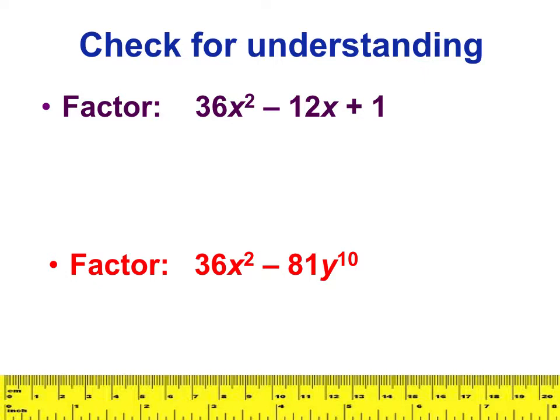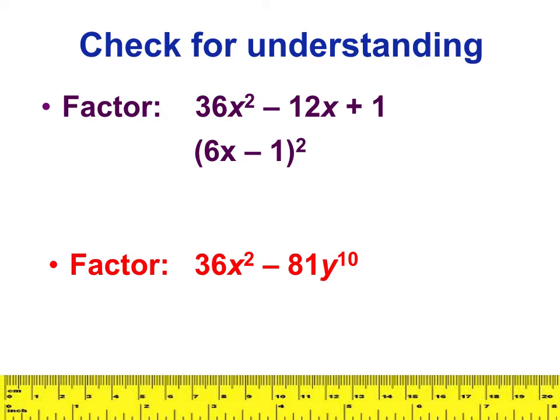Well, that's a trinomial, so I'm not going to use the difference of perfect squares, although I do see a perfect square in the first term. And I also see a perfect square as the last term. This might be a perfect square trinomial. I'm going to take the square root of the first term times the square root of the last term. That's 6x times 1, that's 6x. And I'm going to double it, that's 12x. Yes, this is a perfect square trinomial. It can be factored into 6x minus 1 quantity squared.